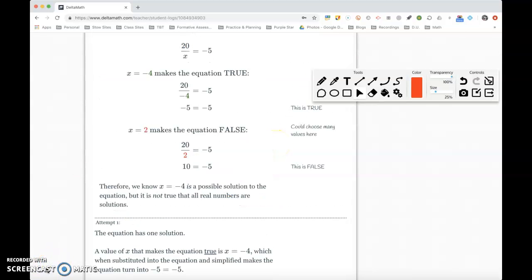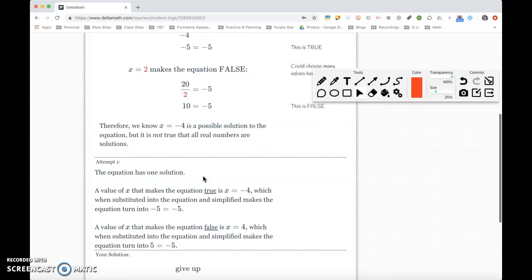All right, I want to show one last problem, and this one's interesting. It says 20 divided by x equals -5, and Delta Math says the solution is x equals -4 makes it true, and you get -5 equals -5. x equals 2 makes the equation false, and you get, divide 20 by 2, you get 10 equals -5.